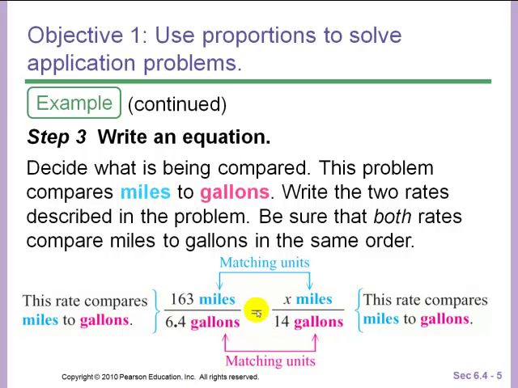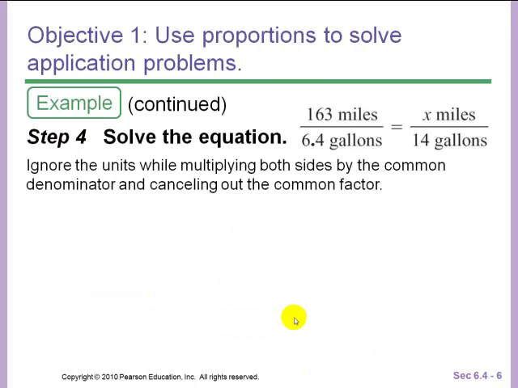When you're saying that two things are equal, you have to be comparing in the same order. It's the equal sign that insists that these have to have the same units in the numerators and denominators. Now we will solve this proportion.